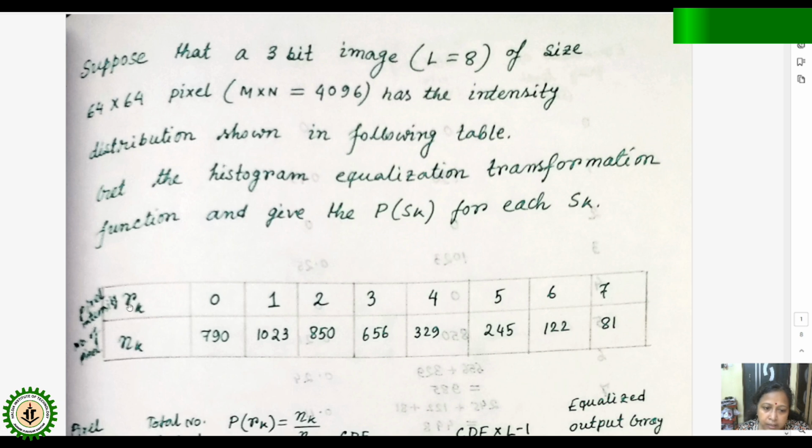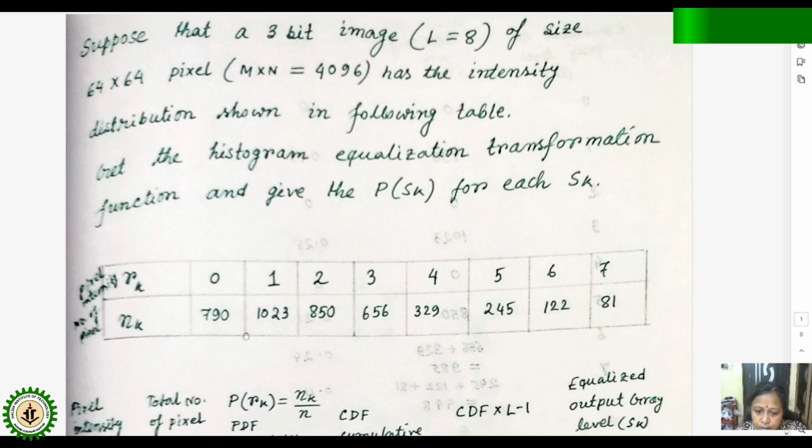Now on the x-axis we have to plot the pixel intensity, and on the y-axis we have to plot the number of pixels corresponding to the given gray level value. According to the question, for pixel intensity 0, the total number of pixels is 790, pixel intensity 1, the total number of pixels is 1023, pixel intensity 2, the total is 850, and so on.